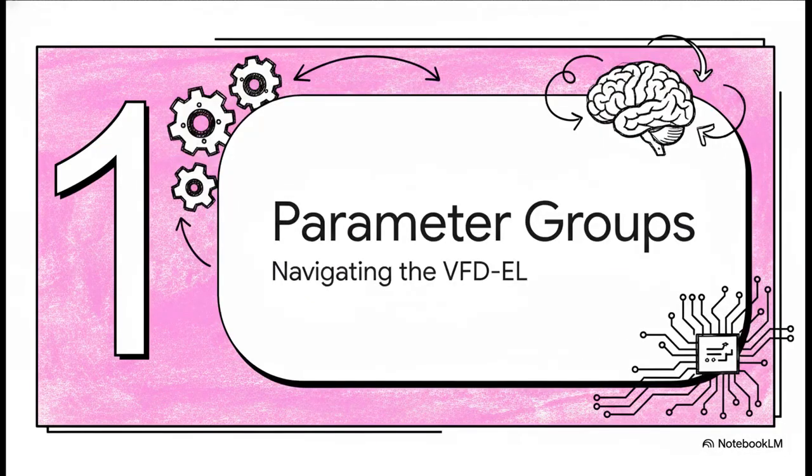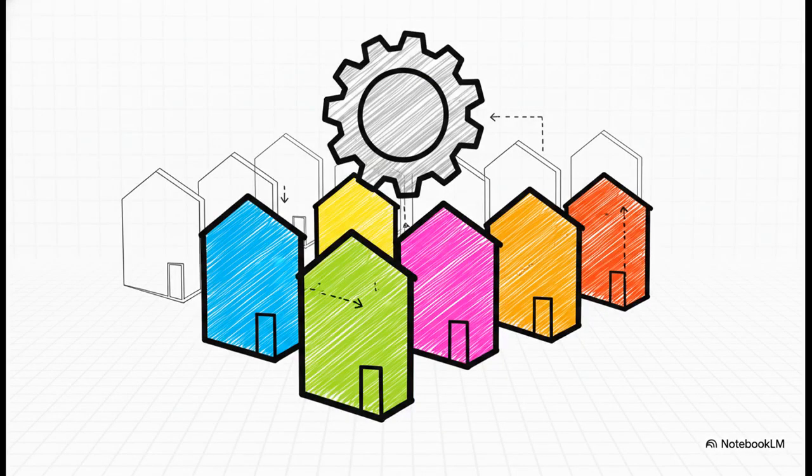All right, Section 1, Navigating the Parameter Groups. Let's dive right into this and understand exactly how the VFD EL organizes its brain. So the drive's parameters are smartly divided into 11 distinct groups by property. We've got Group 0 for user parameters, Group 1 basic parameters, Group 2 operation method, Group 3 output function, Group 4 input function, Group 5 multi-step speed, Group 6 protection, and Group 7 motor parameters, up to 11 groups in total. This modular setup means you don't have to memorize hundreds of random numbers, right? You just need to know which neighborhood to visit.